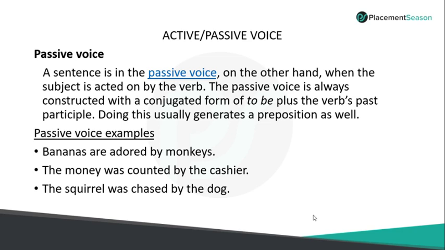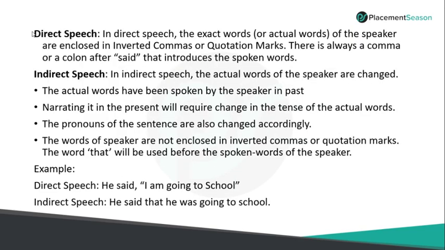So I hope the free material that I have attached in the description will help you a lot. So passive voice examples. Bananas are adored by the monkeys. The money was counted by the cashier. The squirrel was chased by the dog. See, the verb is actually acted on by the subject. Okay. So now moving on into direct and indirect speech.